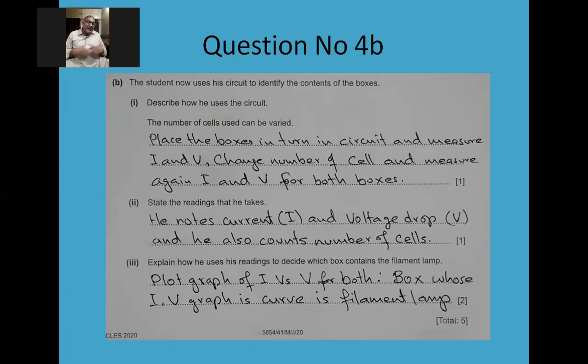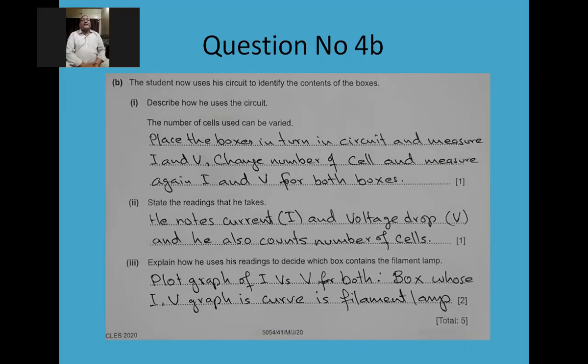So for example, he puts 2 cells and notes down the reading on the ammeter and the reading on the voltmeter. Then he keeps everything the same, but puts 4 cells, switches on the circuit and notes down the reading on the ammeter and the reading on the voltmeter. And then he can put 6 cells, switch the circuit on and note down the readings on the ammeter and the voltmeter.